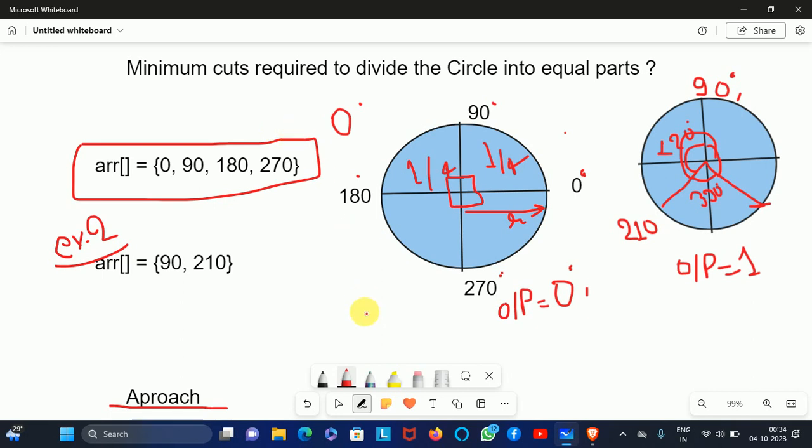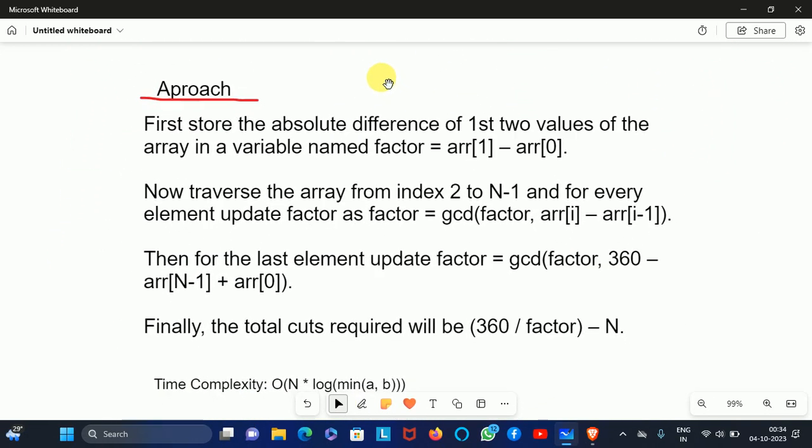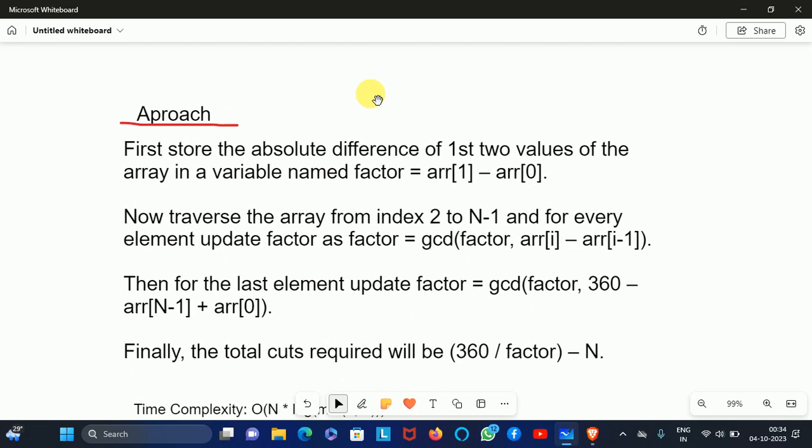So let's come to the approach that we will use in the coding part. I have already written the approach. The idea is to first calculate the greatest common divisor, GCD, of all the consecutive differences of 2 elements in the array, in order to find the greatest possible size for the part the circle can be divided into.